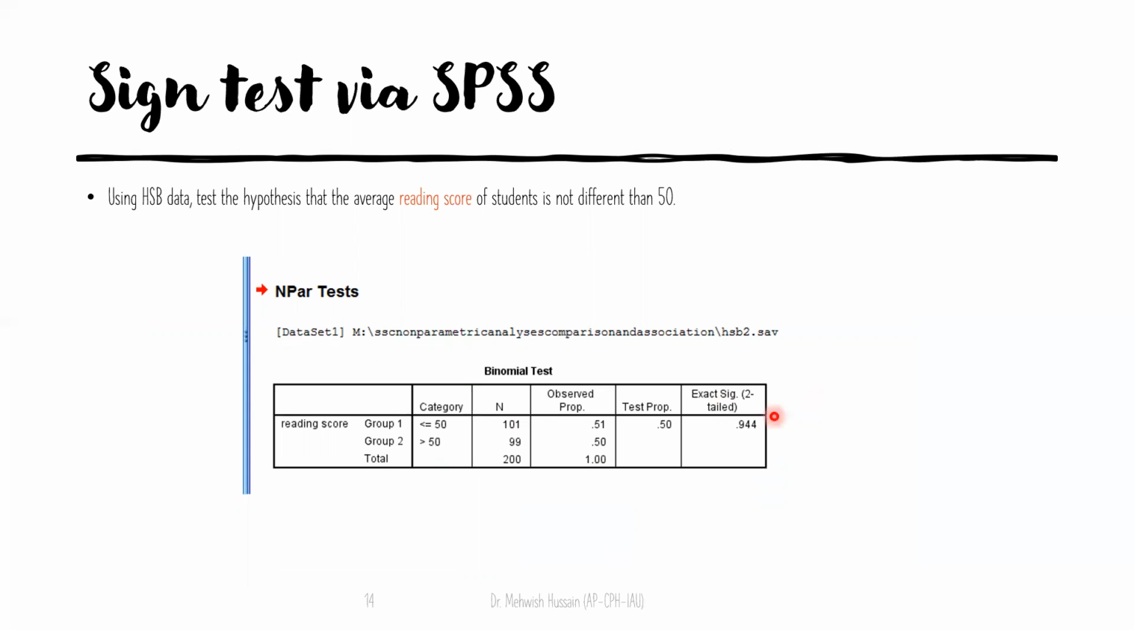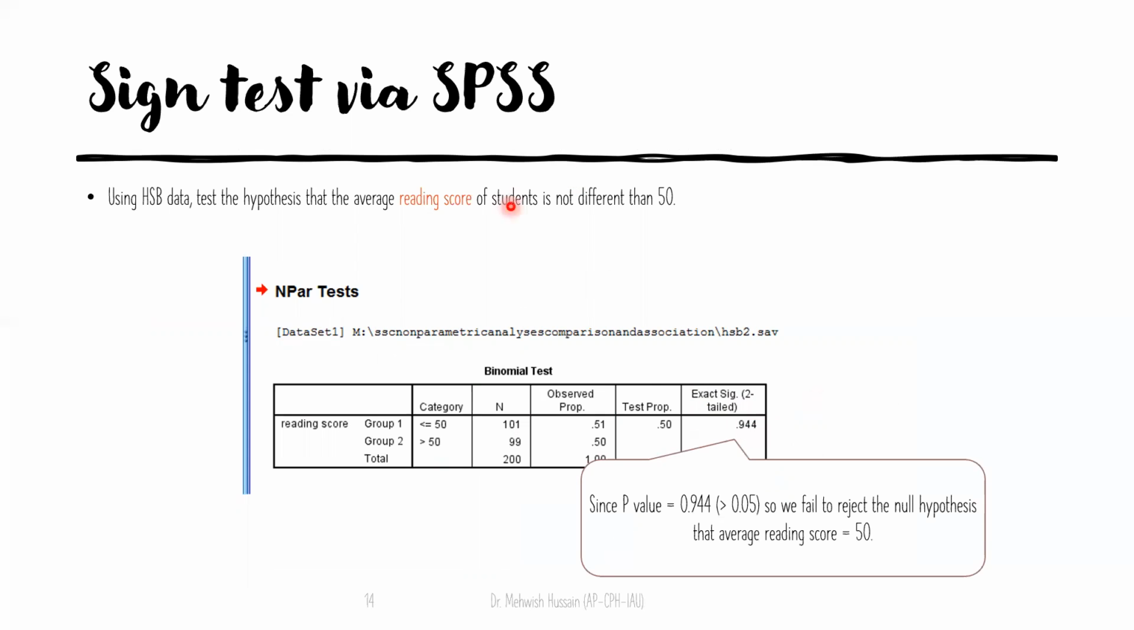In this table, we again see the Sig value, which is nothing but the p-value. This time the p-value is 0.944, which leads us to fail to reject the null hypothesis. We conclude that the median reading score of the students equals 50.